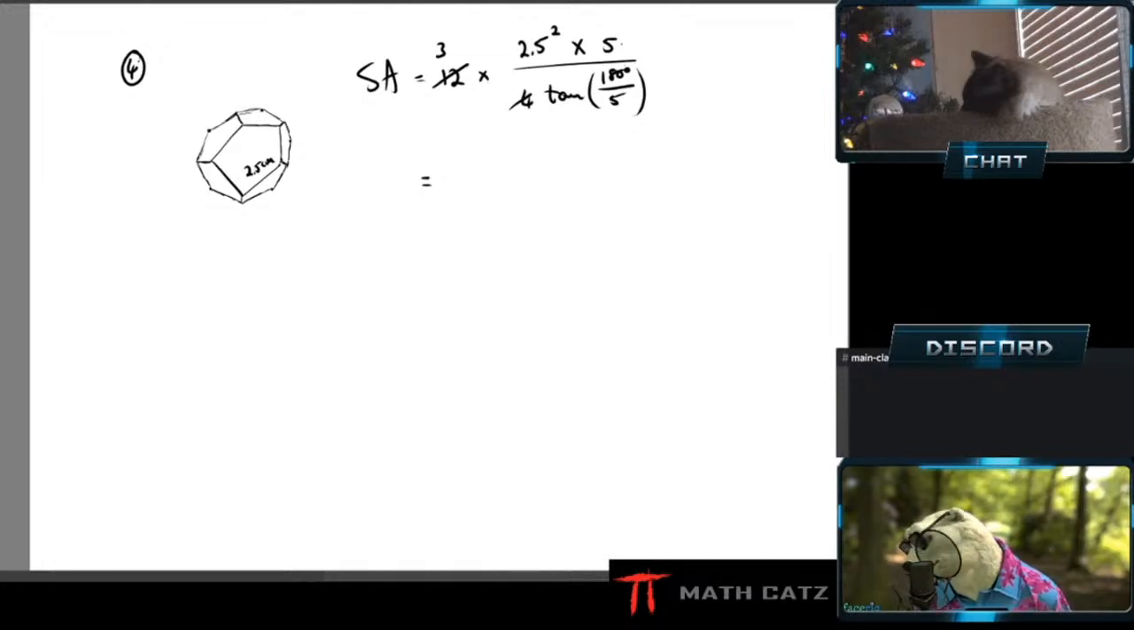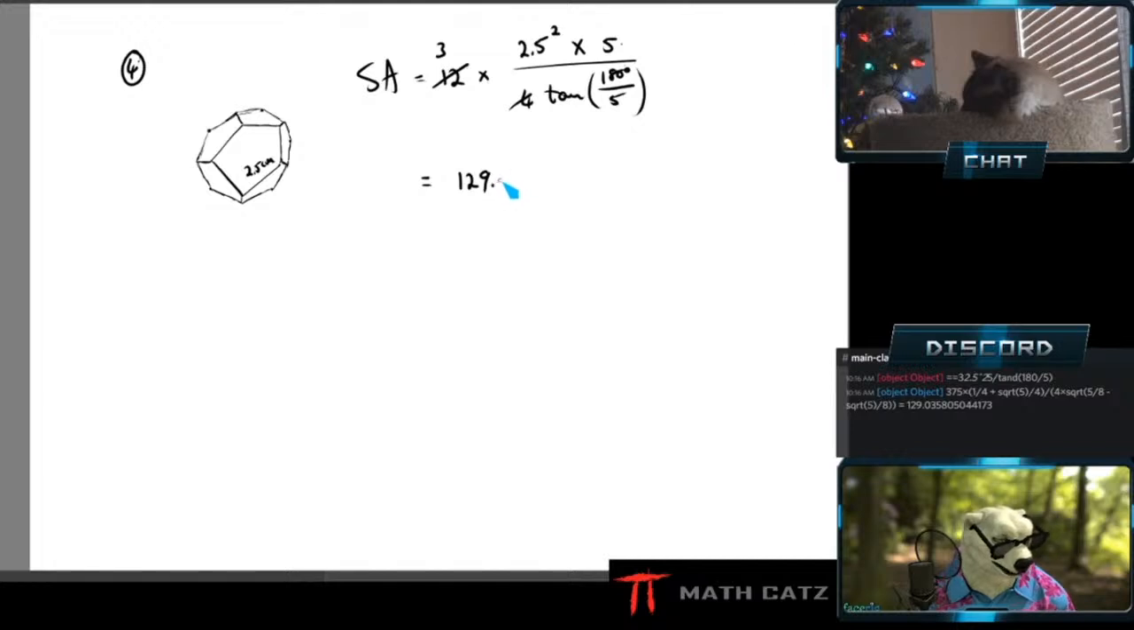5 squared times 5 divided by 10 in degrees, 180 divided by 5. Biggest one we have yet. 129.0358, still square centimeters. It's a little more rounded, so it has more surface area.